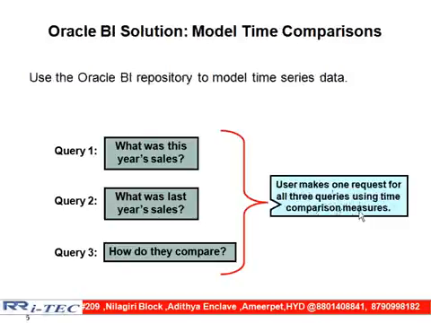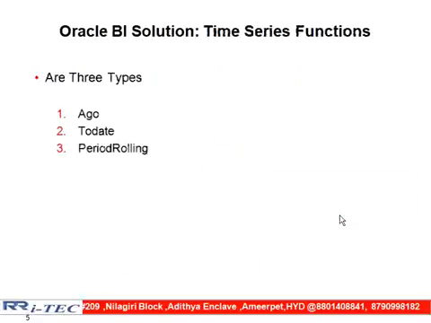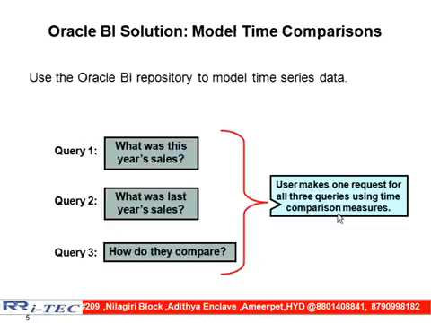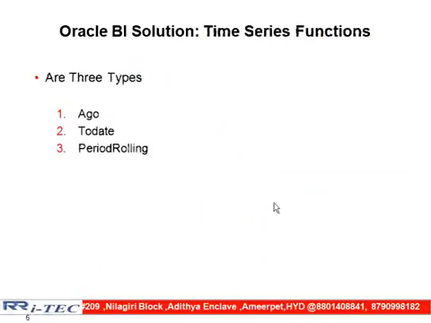Instead of writing these 3 queries, an alternative way is to use an Oracle BI repository to model time series data. If you use the Oracle BI repository, then instead of all these 3 queries, the user makes one request for all 3 queries using time comparison measures. How we are going to make one request, you need to understand. We have time series functions. These are the 3 types of time series functions available: Ago, ToDate, and Period Rolling.